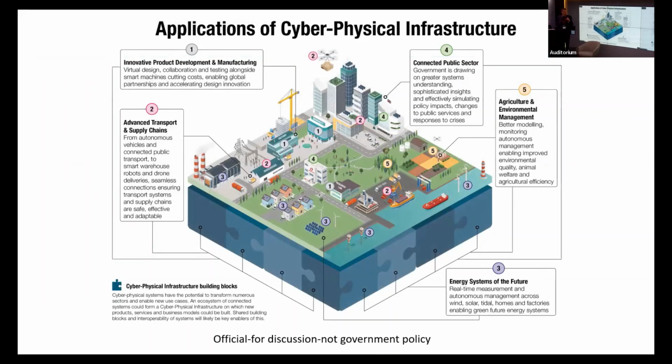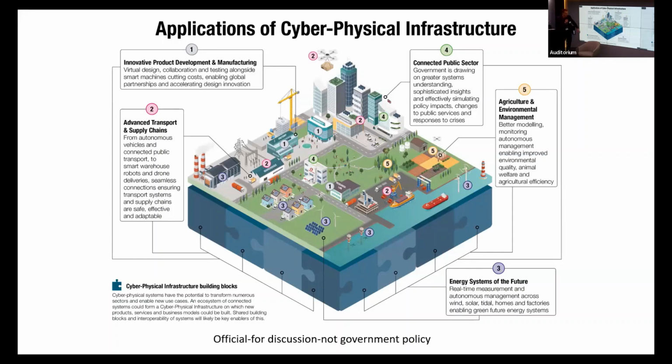I'm not going to go through all of this slide. Some of you may have seen it before, but this is a kind of broad perspective of where cyber-physical infrastructure and the applications that we have within it. For example, around advanced transport systems, around connected places, around a connected public sector. So how does government draw on great understandings of data, of information, so it can implement policies, so it can implement the best ability to give us the best public services.